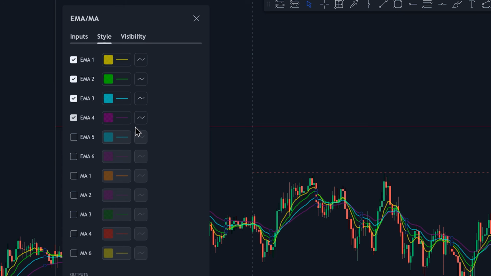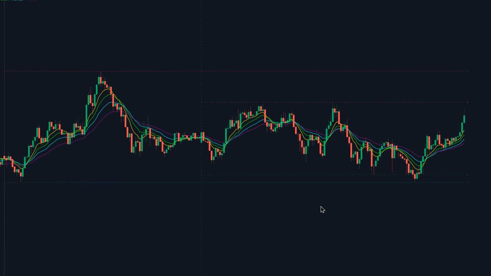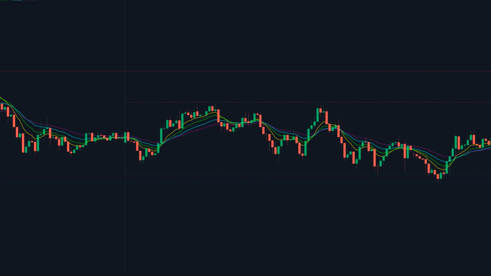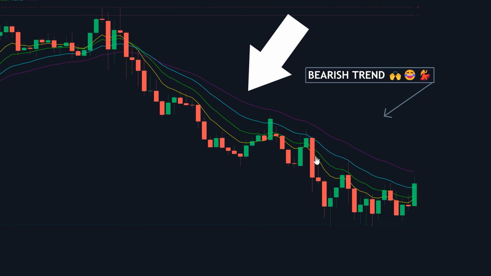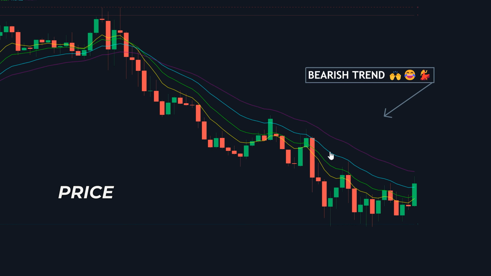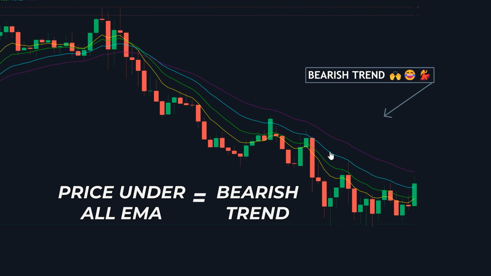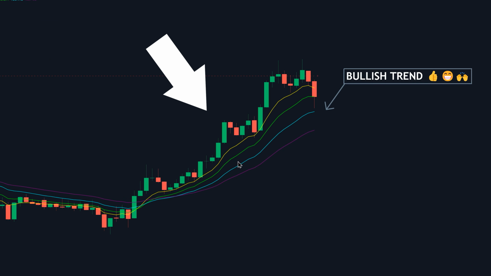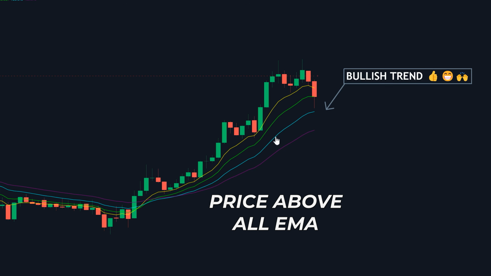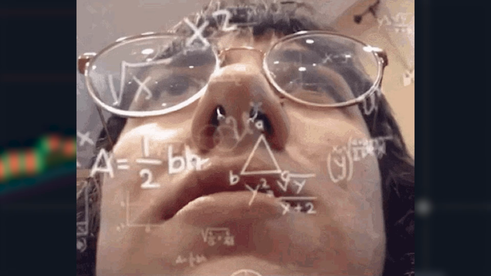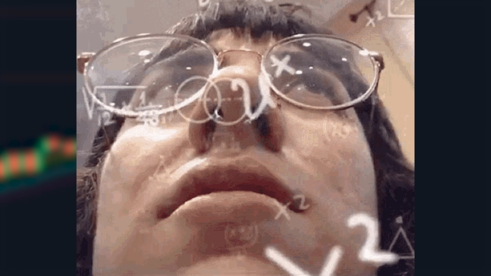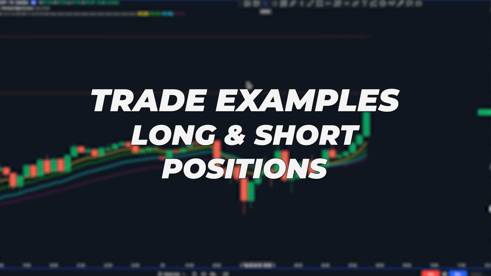After that, click OK. Now, the way we're going to be using this indicator to identify the trend is really simple. Whenever these 4 EMAs are aligned like this, with the price consistently trading under all the EMAs, that would indicate a bearish trend. And of course, the opposite of this is this, an arrangement of these 4 EMAs that looks like this, with the price consistently trading above the EMAs, that would indicate a bullish trend. Now, how would we use these two indicators to take long and short positions? Well, it's really simple.